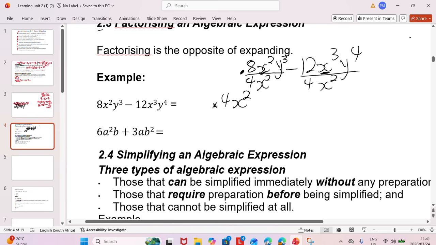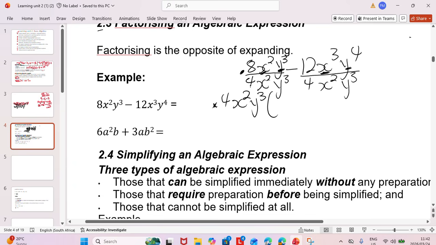Are we clear? Then you move to y. You have y to the power of 3, y to the power of 4. You need to take out the y with the smaller exponent. y to the power of 3. You take out y to the power of 3. After that, open a bracket. You have your common factor. The only thing that you need to do now is to just divide.